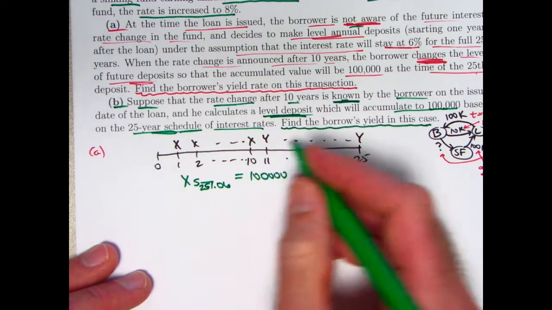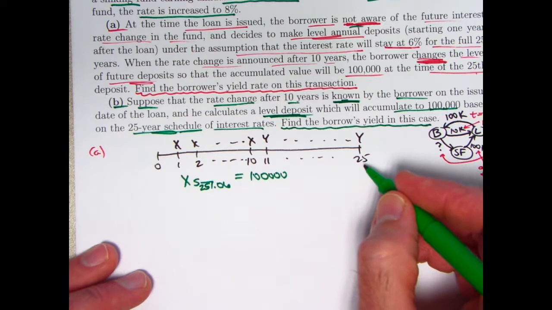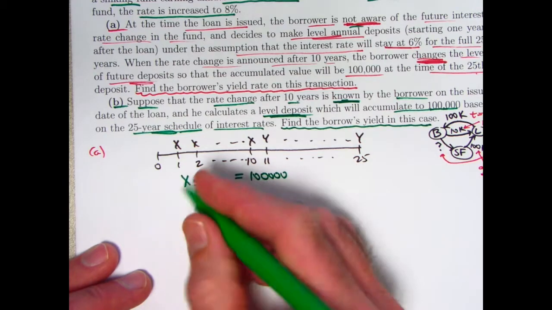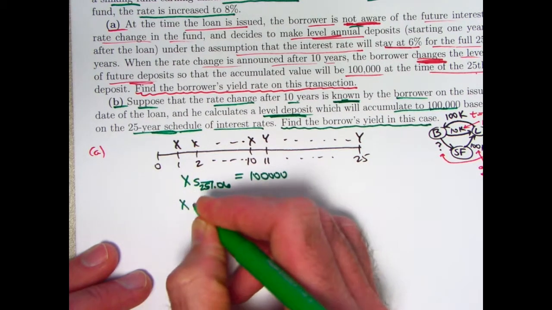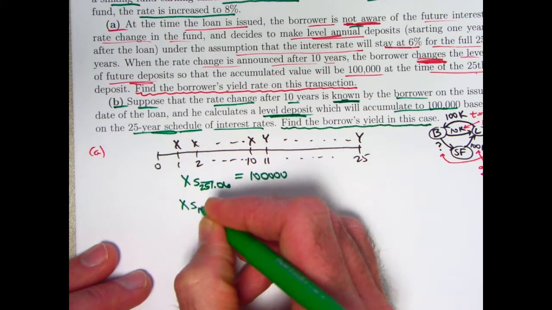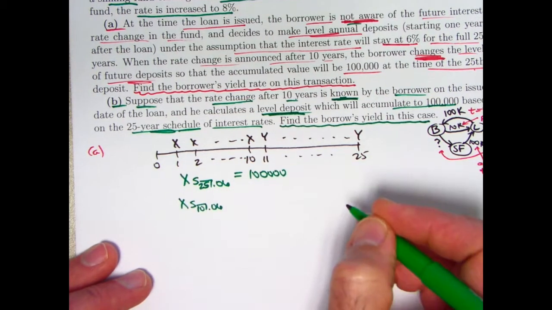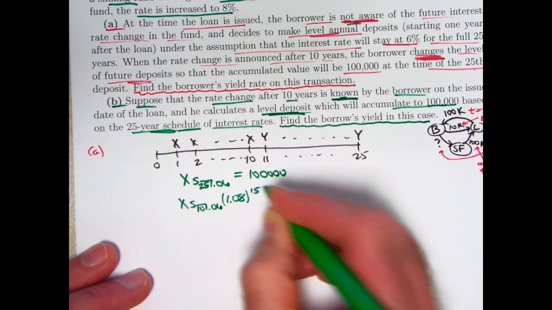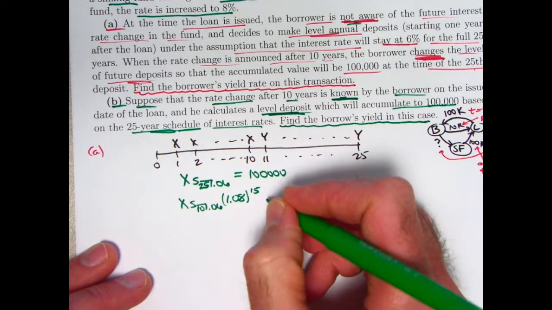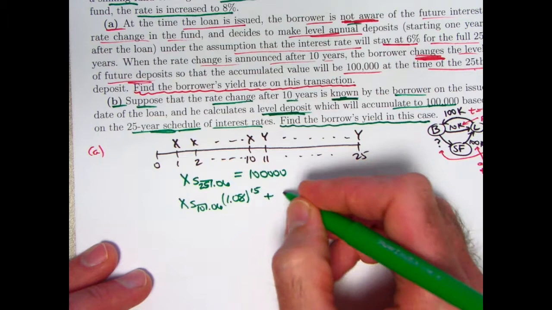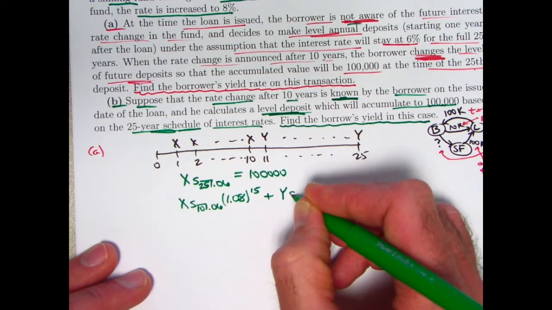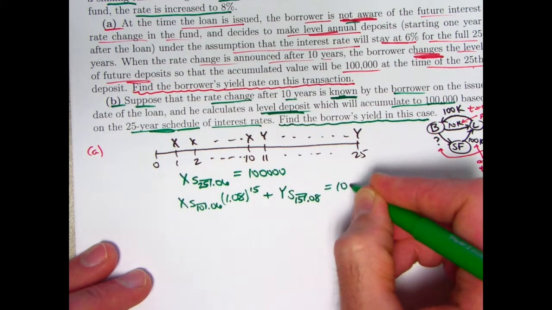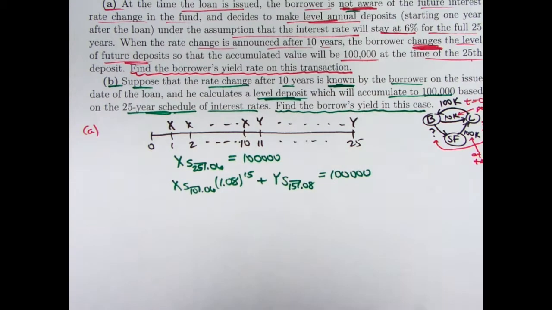How can you find the second equation? Take all this money and accumulate it to time 25 under the assumption of 6% for the first 10 years and 8% for the last 15 years. So the X amounts for the first 10 accumulate to X s_10 at 6% at time 10, but then they have to accumulate to time 25 under 8% interest for 15 years. So multiply by 1.08 to the 15th. And then the Y values, 15 of those, have to accumulate to some amount, 15 payments under the 8% regime. And this is designed to accumulate to $100,000 at time 25 as well.